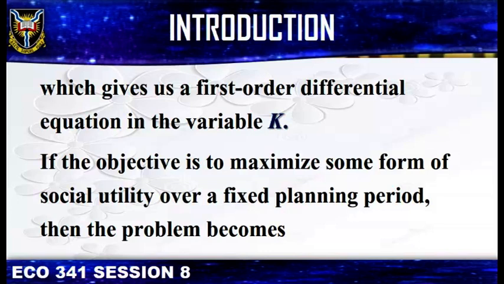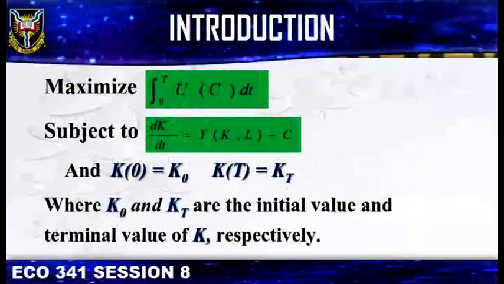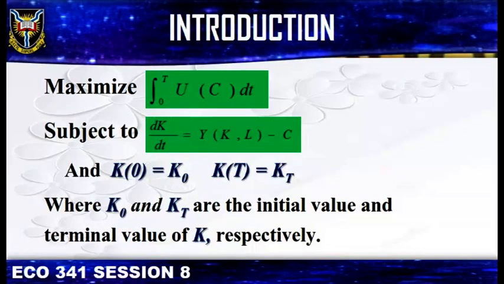If the objective is to maximize some form of social utility over a fixed planning period, then the problem becomes: maximize the integral of u(c) dt, upper limit T, lower limit 0, subject to dK/dt equals y(K, L) minus c, and K(0) equals K naught, K(T) equals K T, where K naught and K T are the initial value and terminal value of K, respectively.